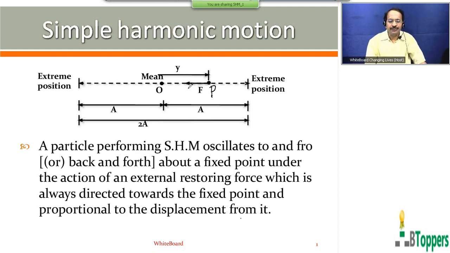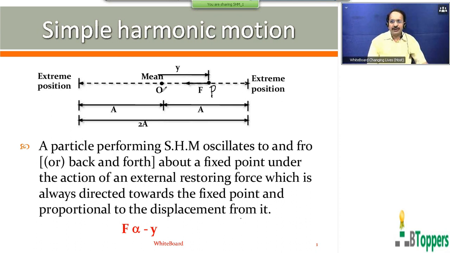Now look at the definition for linear simple harmonic motion. A particle performing SHM, which means simple harmonic motion, short form SHM, oscillates to and fro or back and forth about a fixed point under the action of an external restoring force, which is always directed toward the fixed point and proportional to the displacement from it.